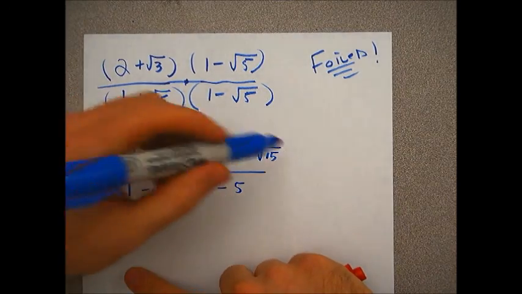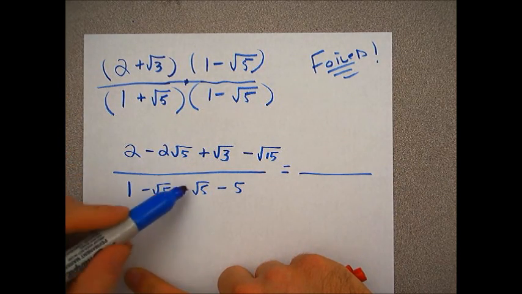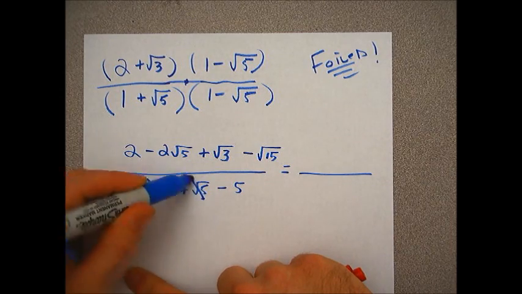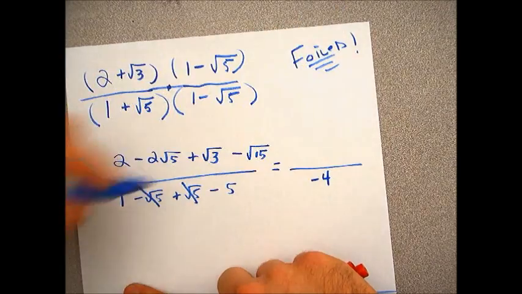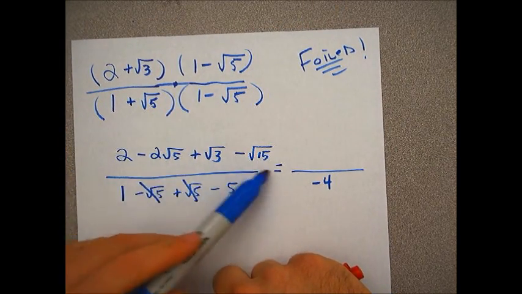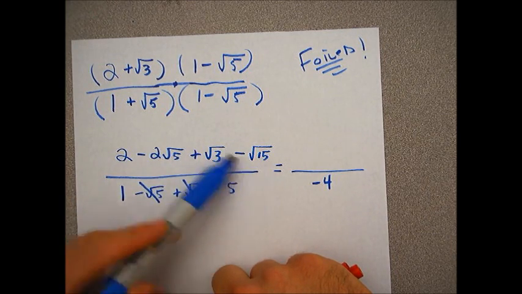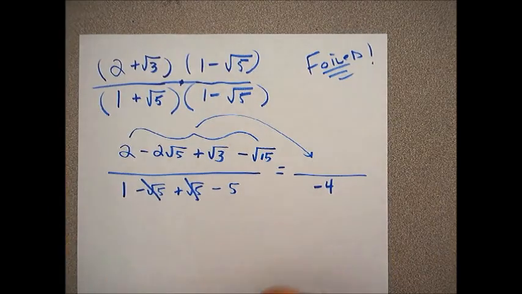Okay, going through here now and seeing what we can combine. On the bottom, negative radical 5 plus radical 5. Index numbers match, numbers underneath match. Those cancel out. What am I left with? 1 minus 5, and that's negative 4. Up top, I don't see anything that goes away. I have a number, radical 5, radical 3, radical 15. So you would just take all of this and move it on over.